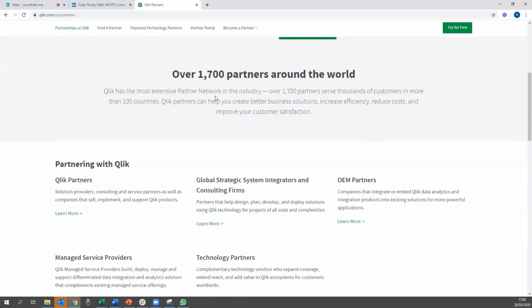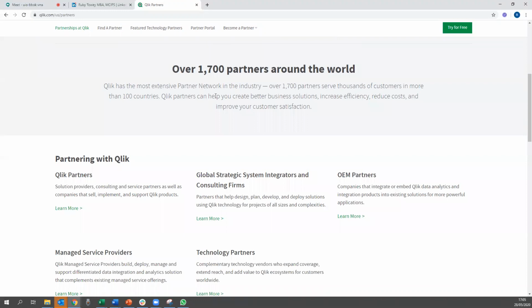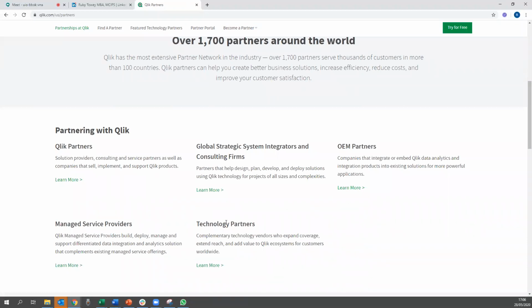Yeah. So what Click do, they have a different pricing model for each one of those areas. So OEM partners, there's one structure. End clients, there's a different structure. The global system integrator consulting firms, there's a different structure.